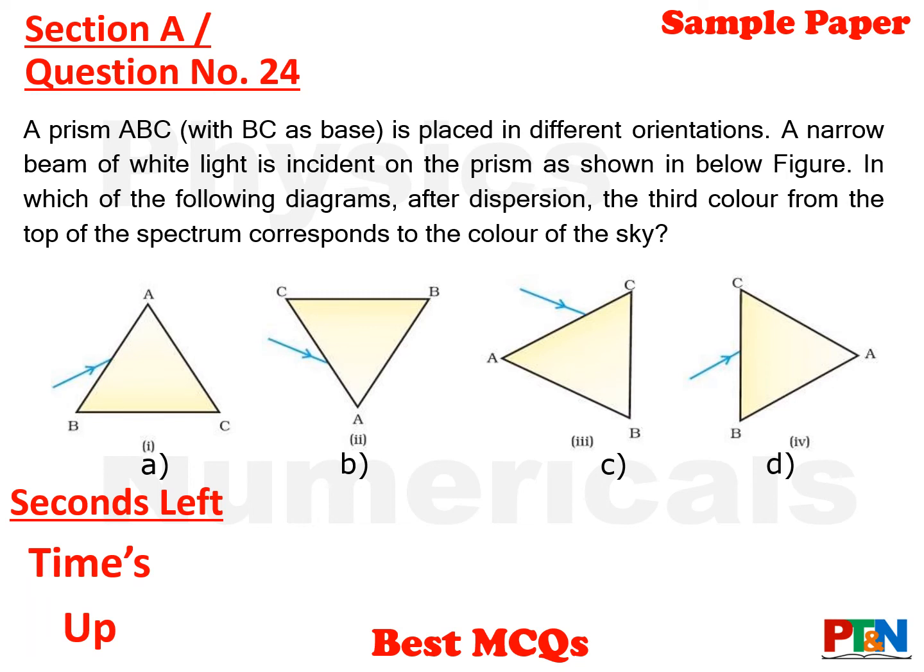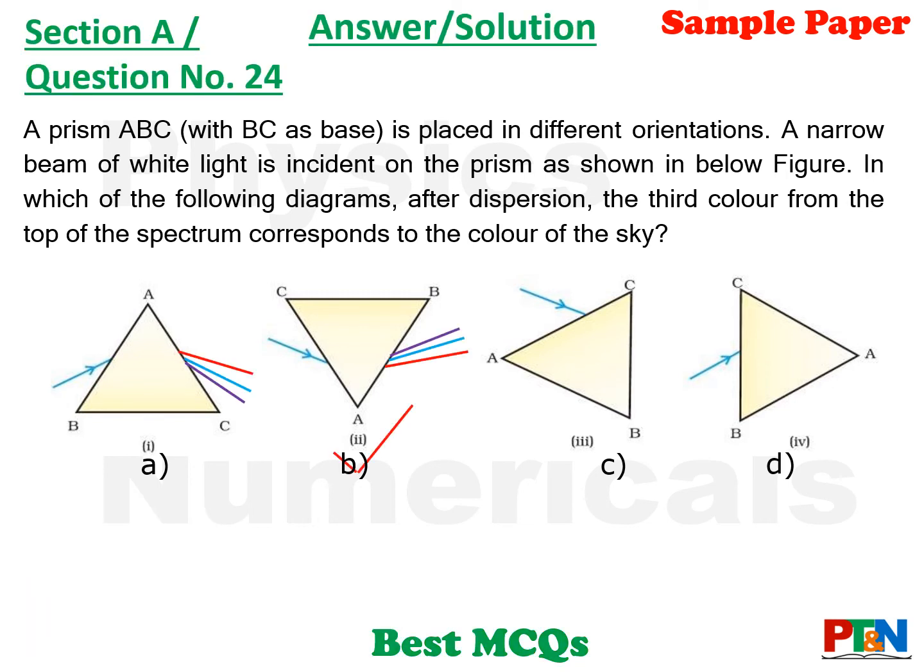Time's up. Let's see the answer. The answer is option B. I have drawn the rays after dispersion in different colors. See, the blue color will be third if you count it from violet. So red color to be in the third position, in that case violet has to be at the top. That means it will be option B.